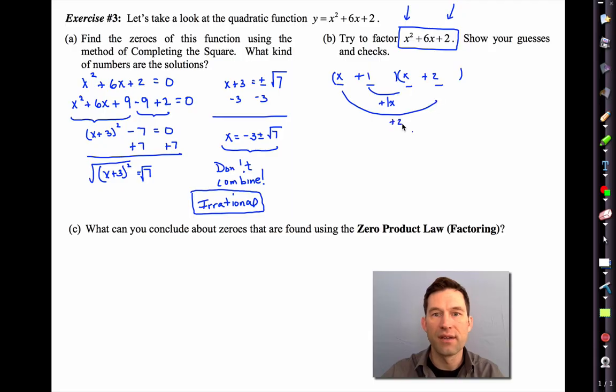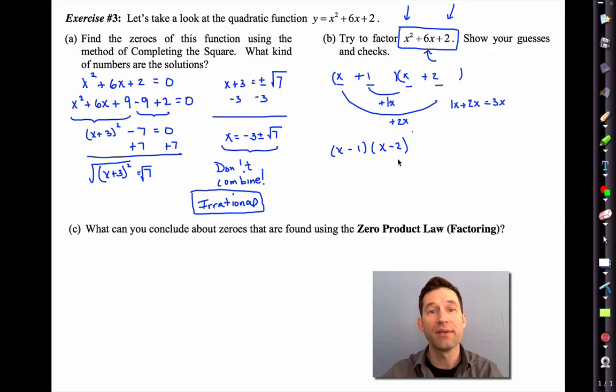This is a positive 2x, and when they combine, 1x plus 2x gives me 3x. And that just isn't 6x. The only other even somewhat reasonable guess, and you could argue that it's not reasonable at all, would be x minus 1 times x minus 2, because again, it gives us that x squared and that positive 2, but it's going to give us a negative 1x and a negative 2x, and that's going to be a negative 3x, which again isn't a negative 6x.